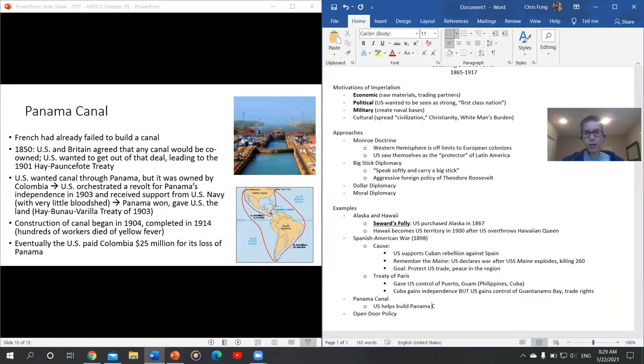So I'm going to say the U.S. helps build the Panama Canal in 1904 to 1914, and this is going to lead to increased trade and also a stronger navy. And then I will add that the U.S.